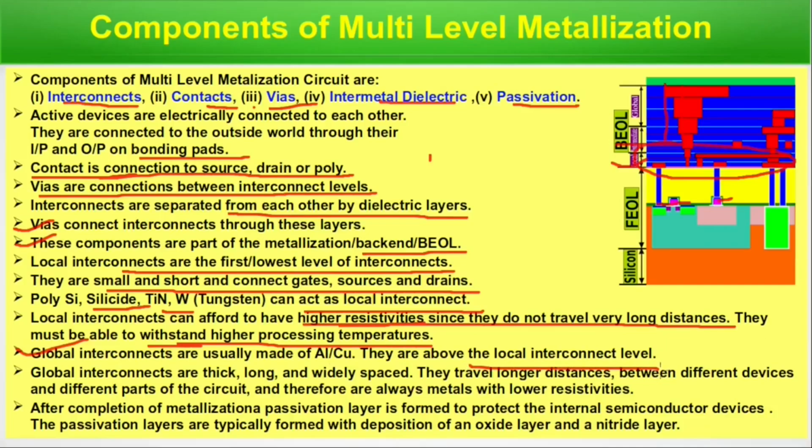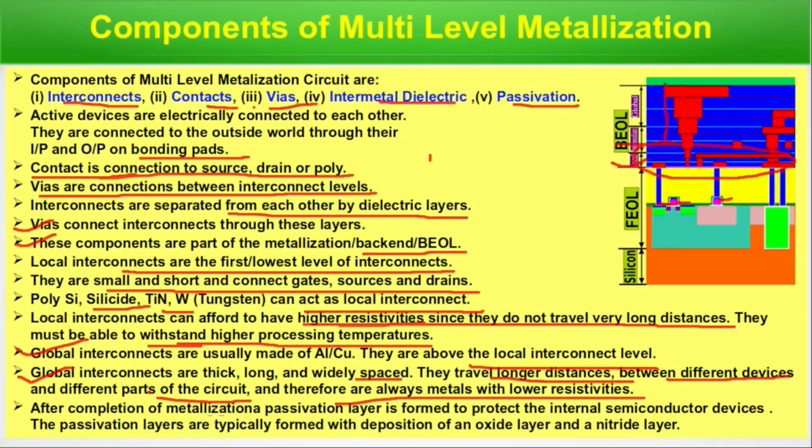They are above the local interconnect level. Global interconnects are thick, long and widely spaced. They travel longer distances between different devices and different parts of the circuit and therefore are always metal with lower resistance. They travel longer distances, so they must have lower resistivities.